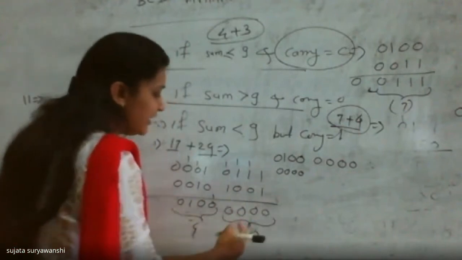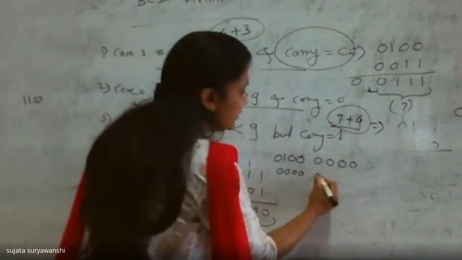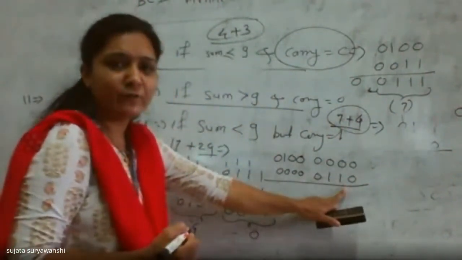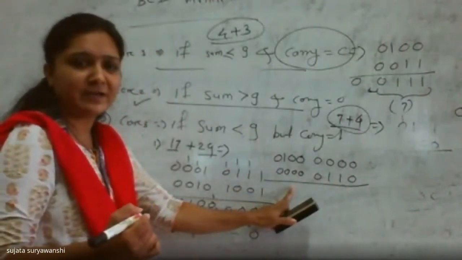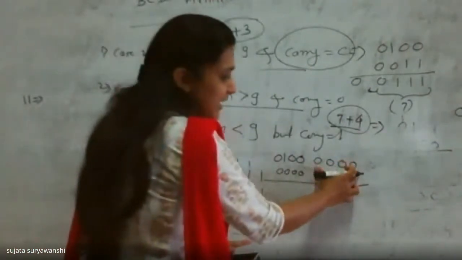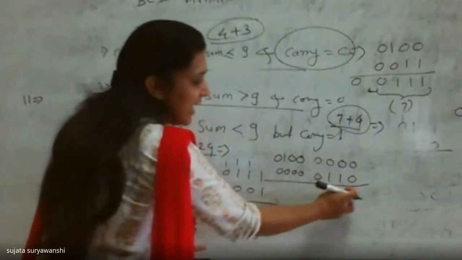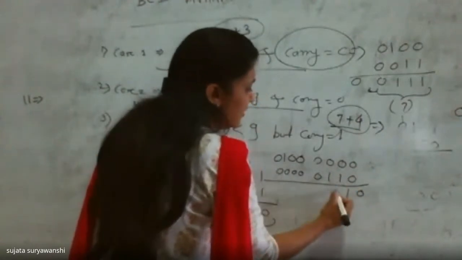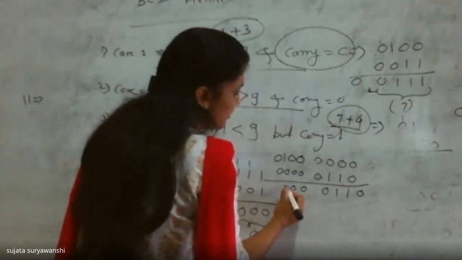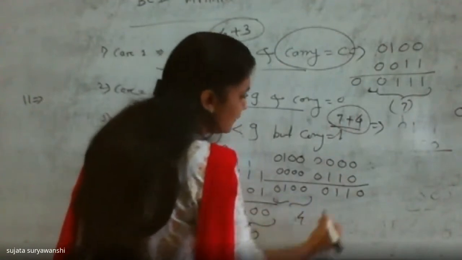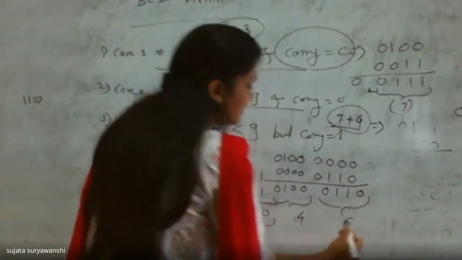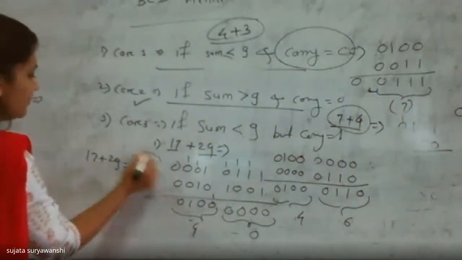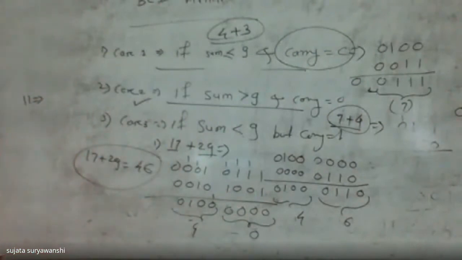But this nibble generates 1 carry. That's why to get your result in original BCD form, you need to add 6 into this 4-bit binary, not for this 4-bit binary number, as the carry is generated from this one. That's why I add 6 here only. So 1 plus 0 plus 0, 0, 0 plus 1, 1, 1, 0, again 0, 0, 1, 0. So your answer is what? 4 and this is 6. When you add 17 plus 29, your result should be 46. This is your final result.